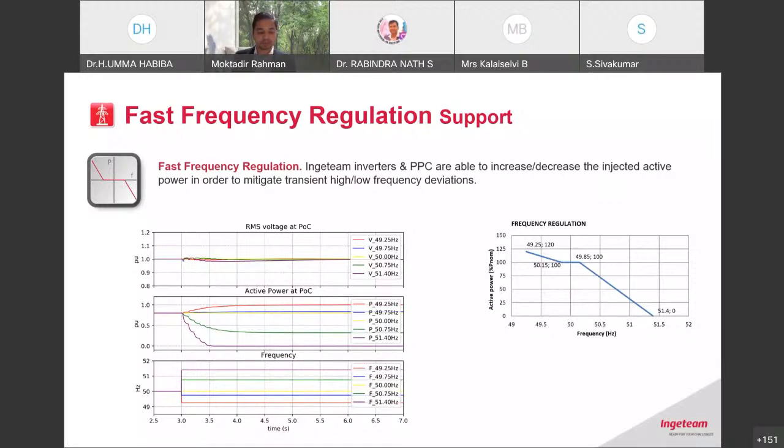And at the same time, when the frequency drops, the plant should provide active power support if the plant has extra capacity to provide.